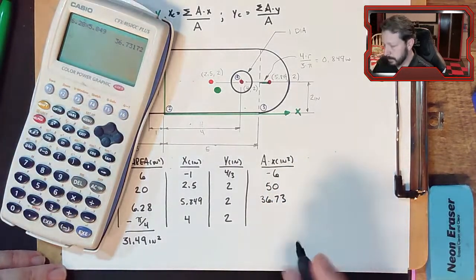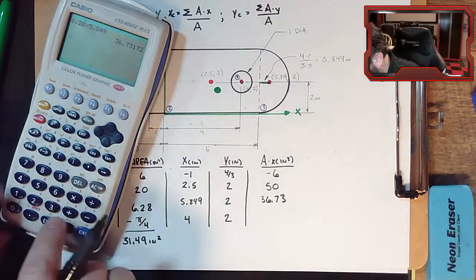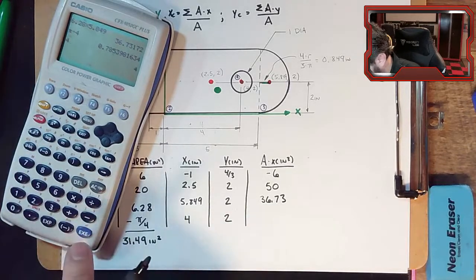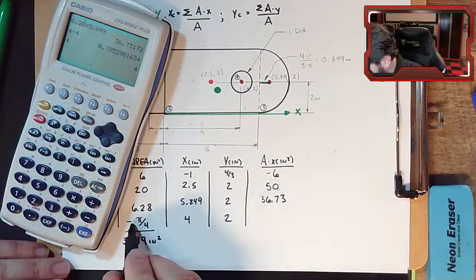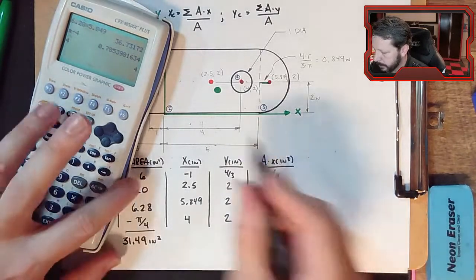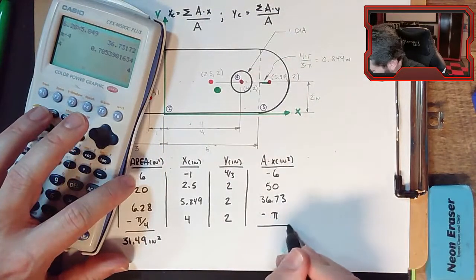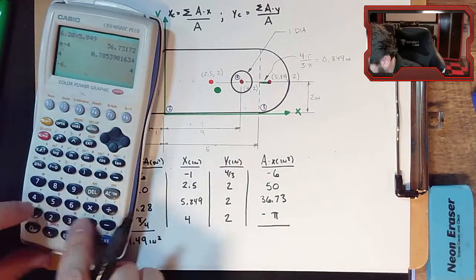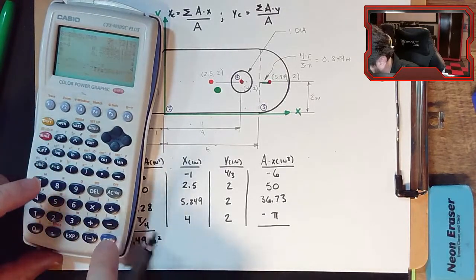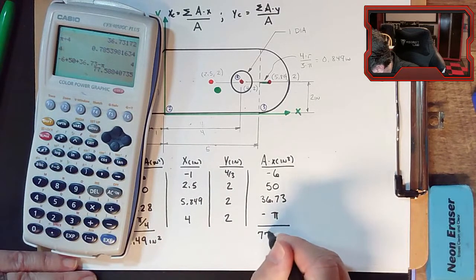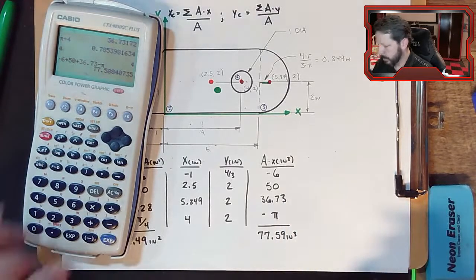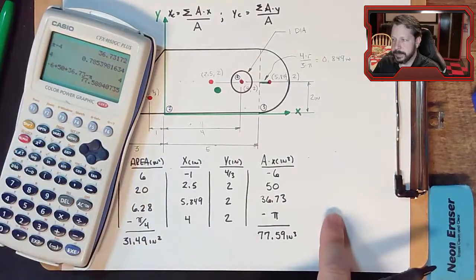36.73. This one is negative pi over 4, so pi over 4 times 4. Well, I guess that's just pi, right? But it's negative. And this is the AX. We need to do the summation of AX. So we have -6 plus 50 plus 36.73 minus pi. 77.59. Okay, and we could go calculate this, but let's do the AYs and then we'll do the calculation.